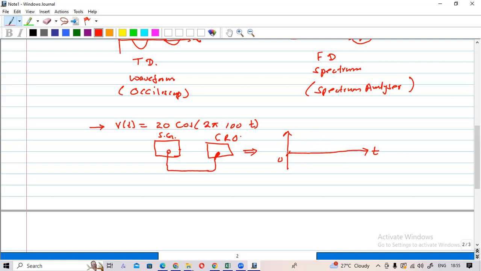So you know that we can see a sinusoidal signal like this one. This kind of signal we can see through the oscilloscope. Actually, this is the waveform we can see. So here 20, and this will be minus 20.